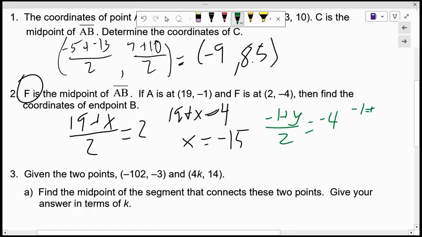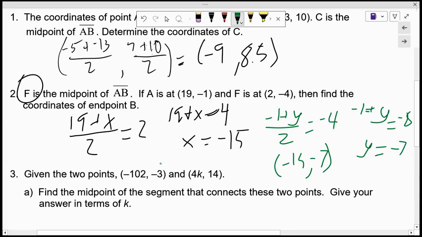Oh, sorry about the stylus, guys. Oh, wait, sorry. I already did that. That's what happens when your stylus doesn't work. It's throwing you off. So you get -1 plus y equals -8. So y equals -7. So our final answer here is the coordinate point -15, comma, -7.